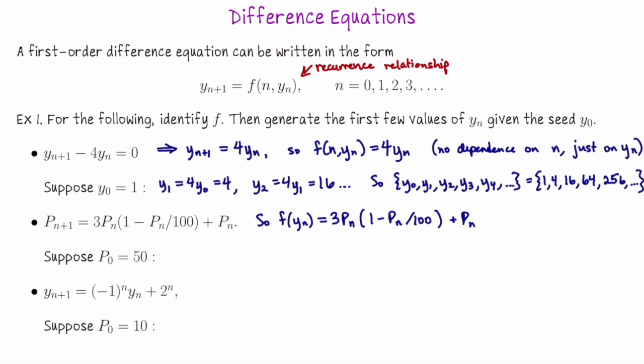Suppose our initial seed is p naught equals 50. Now I could plug this in. I would get 150 times 1 minus 50 over 100, so that's going to be times a half, plus 50. I think that's 125. But let me show you a Matlab script that you can use to generate these sequence terms without too much computational difficulty.